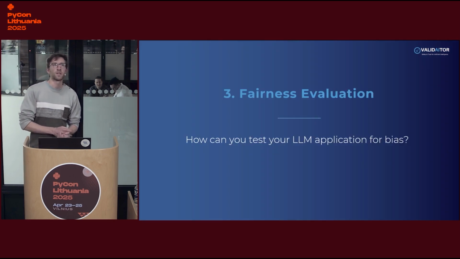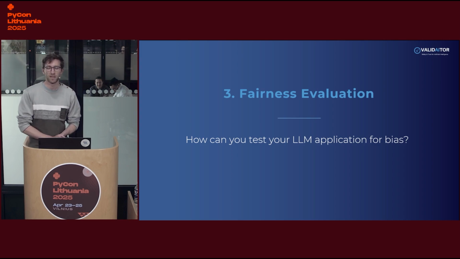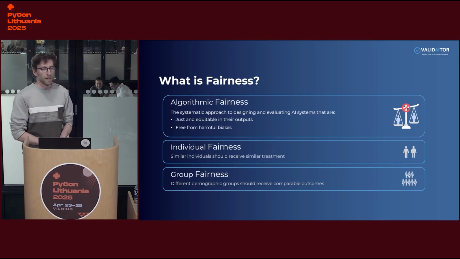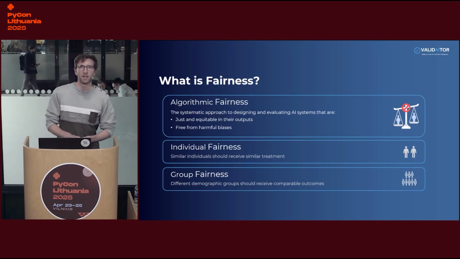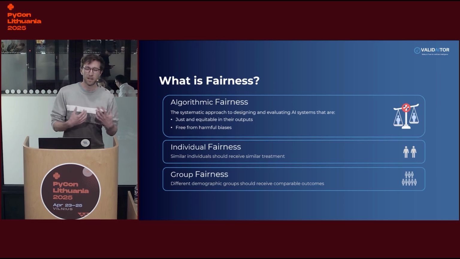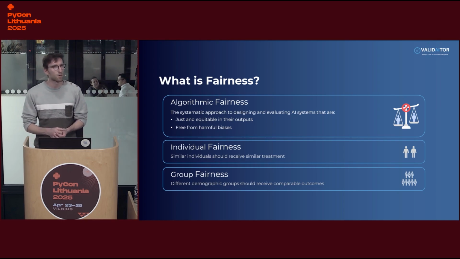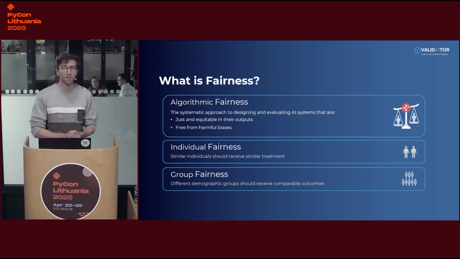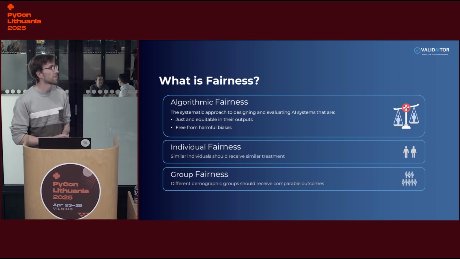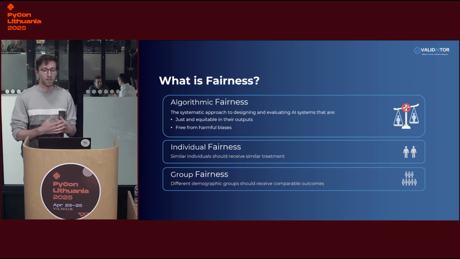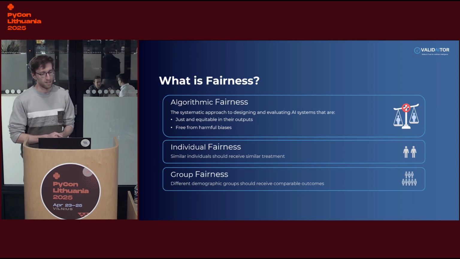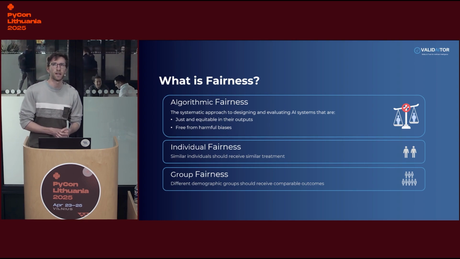So how can you test your LLM application for bias? Before we can look at how we test it and how we can evaluate it, we have to define what fairness even is. And when we talk about fairness, we talk about algorithmic fairness. We want to make sure that the output is equal for all the groups and it doesn't contain any harmful bias. And there are two different categories.